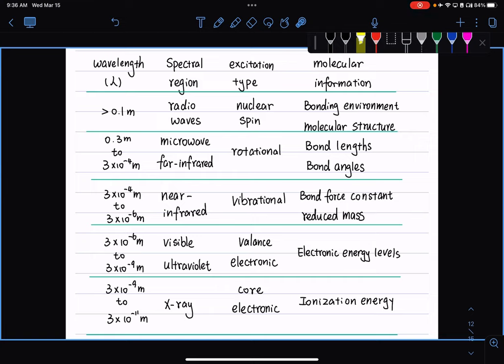Okay, any questions before we move on to traditional optical spectroscopy? Okay, that's good.